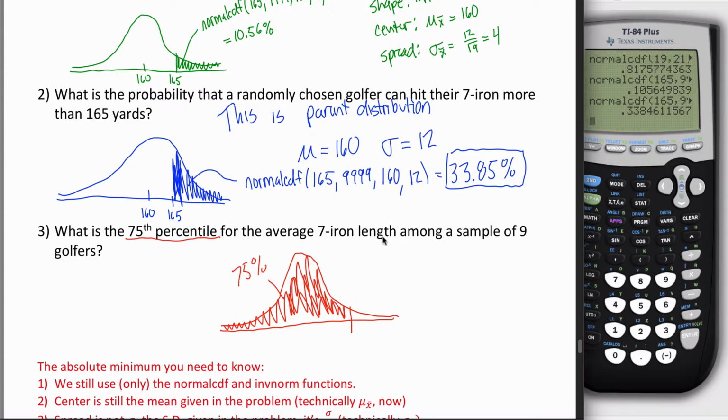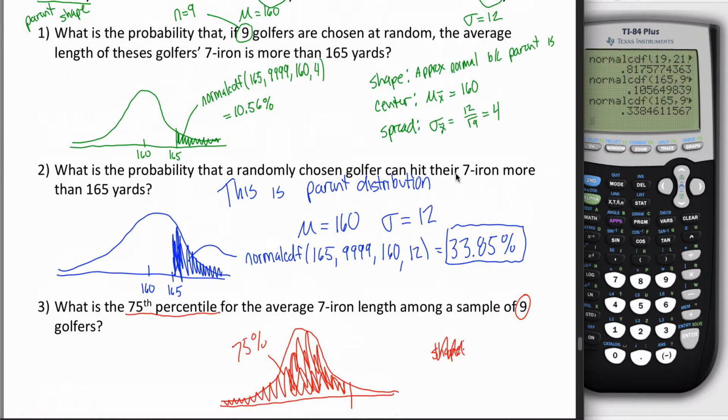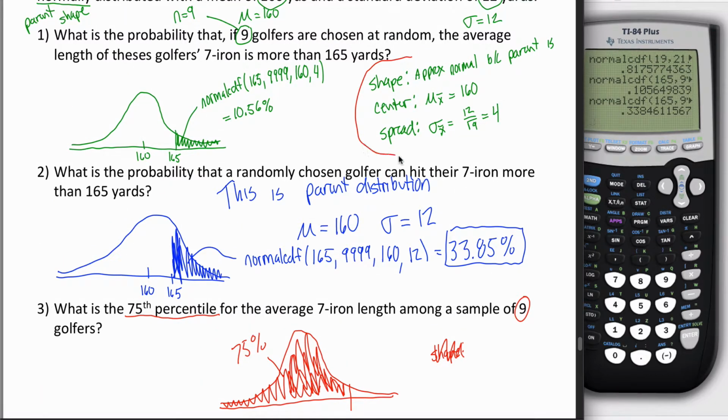For the average 7-iron length among a sample of 9 golfers. So this is not for one golfer, but it's the average of 9 golfers. Because it's the average of 9 golfers, we're back to talking about the sampling distribution. So this is where we're about shape, center, spread. Shape is, I'm not even going to bother writing it again. Shape, center, spread is right here.